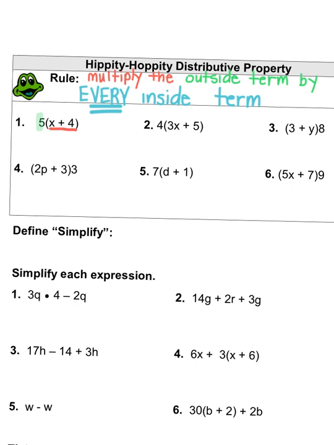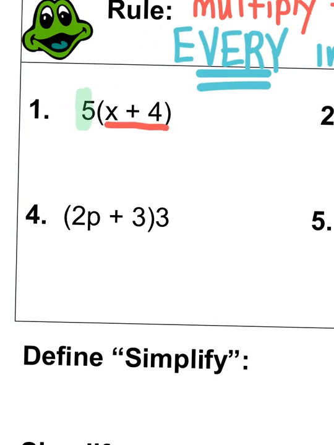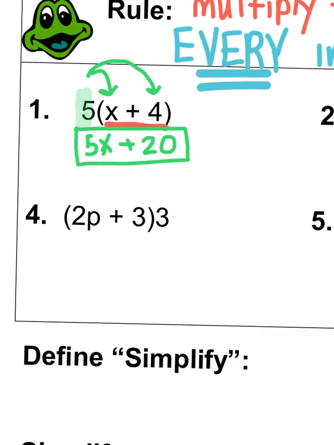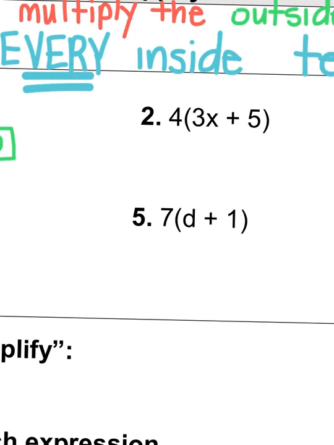Let's practice that now. The 5 is the outside term. It is being multiplied. We'll distribute the 5 by multiplying it by every term. So 5 times x is 5x. Then 5 times positive 4 is 20. We look and see if we have any like terms. We do not. These are not like terms. So that is as simple as it gets. That's our simplified answer. Let's go on to number 2.